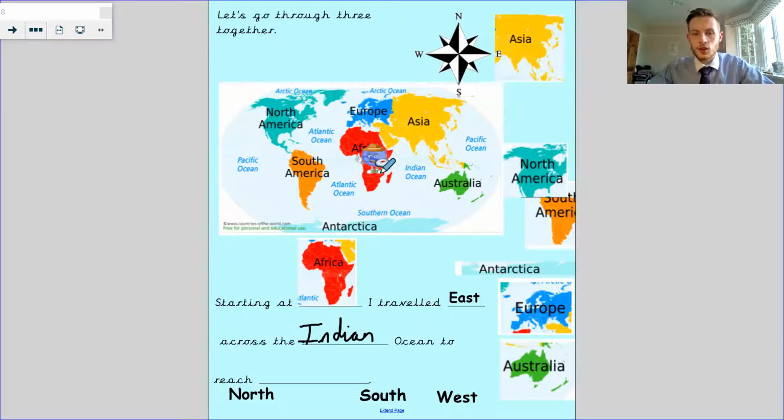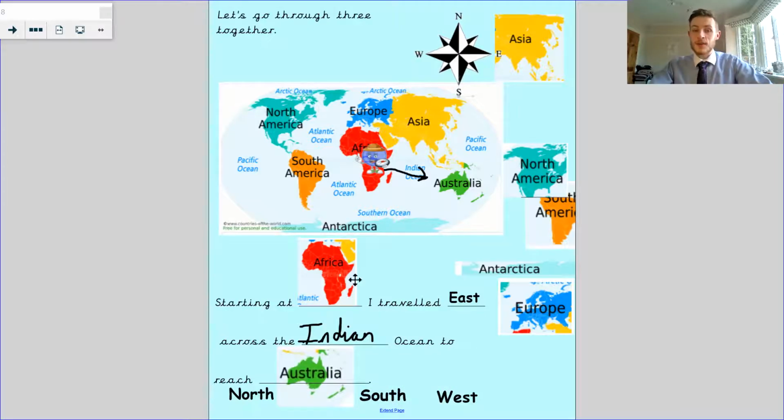And if I've gone east across the Indian Ocean, which continent have I arrived at? I started at Africa. I travelled east across the Indian Ocean to reach. Where did I reach? Well, I've reached Australia. And that is my full sentence using my compass directions to help me. Starting at Africa, I travelled east across the Indian Ocean to reach Australia. Should we try another one?